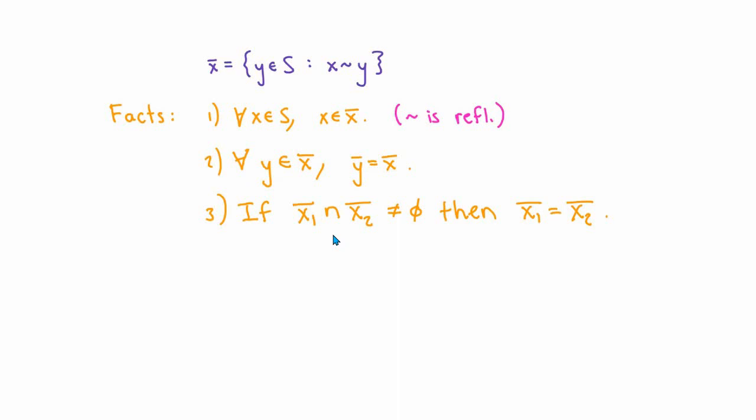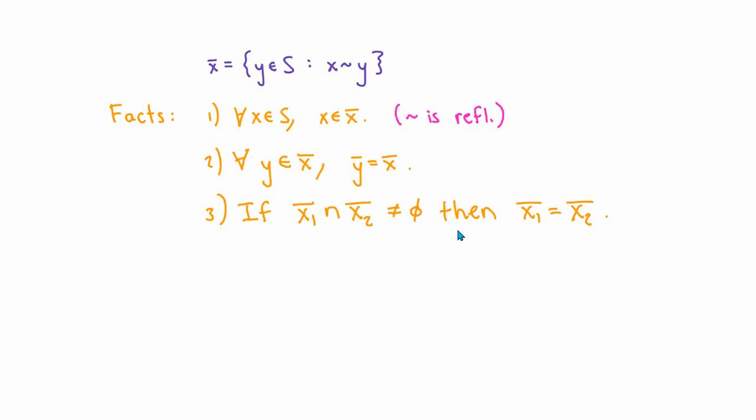The third fact about equivalence classes is that anytime 2 equivalence classes intersect each other non-trivially, they must actually be equal to each other. Another way to say this is that when you have an equivalence relation on a set, distinct equivalence classes must be disjoint.